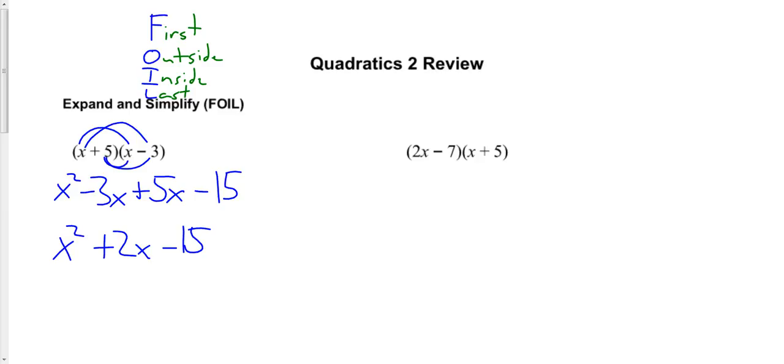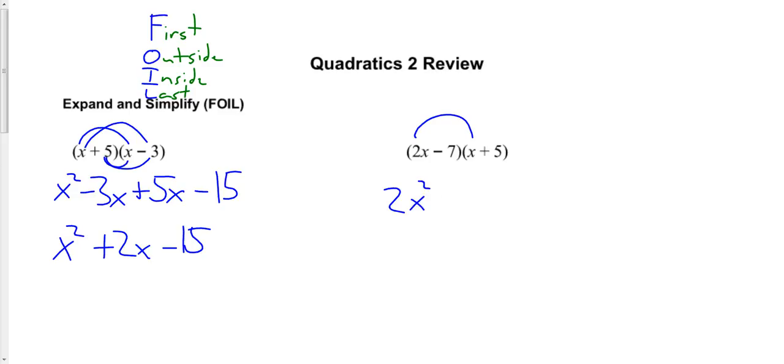So we'll take a look at the second example here on the right-hand side. Again, we're going to go through very much the same process. We're going to multiply our firsts, our outsides, our insides, and then our lasts. So when we multiply our firsts, I'm going to take positive 2x times x. And that's going to equal positive 2x squared.